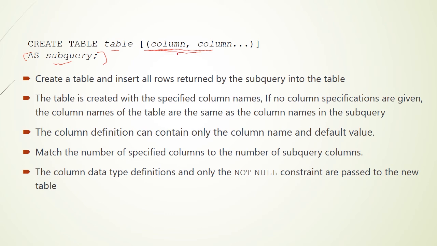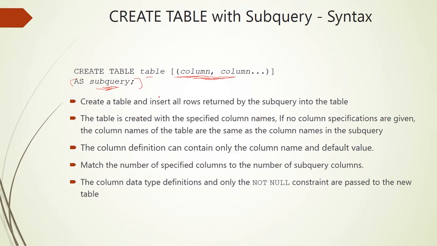You cannot specify, for example, data types, because the column data types of the table are determined by the subquery of the create statement. Match the number of specified columns to the number of subquery columns. If you specify a column list here, it must match the columns selected by the subquery. The column data type definitions and only the not null constraints are passed to the new table. Primary keys, unique keys, and foreign keys, for example, will not be passed to the new table.